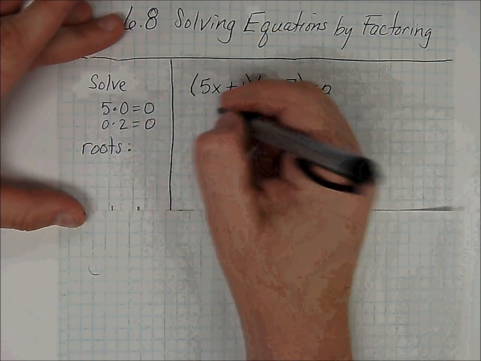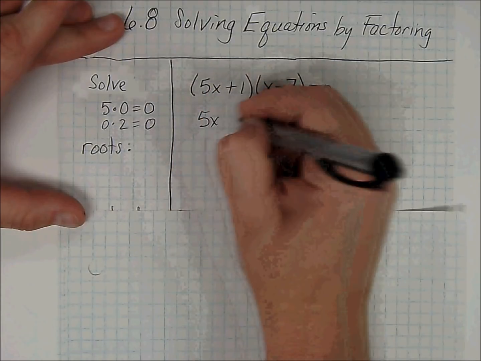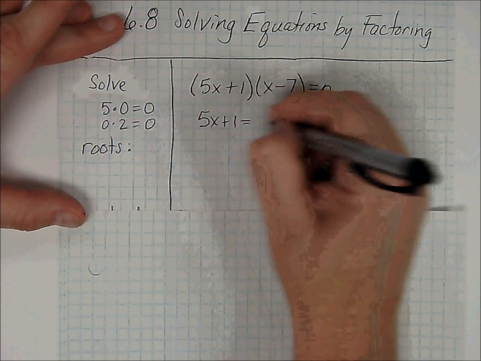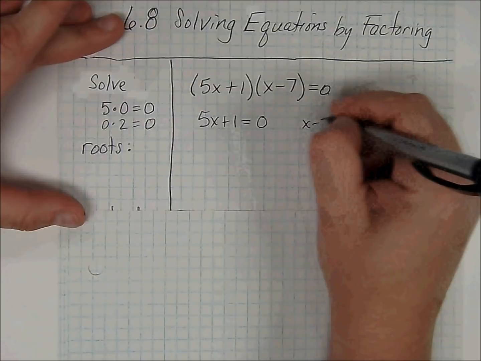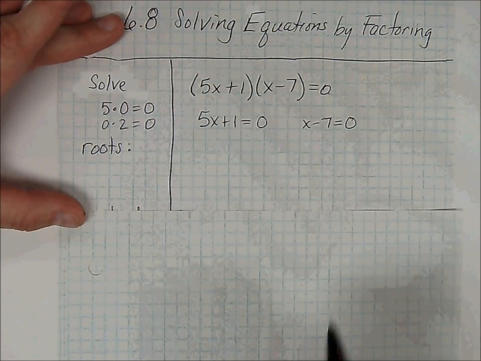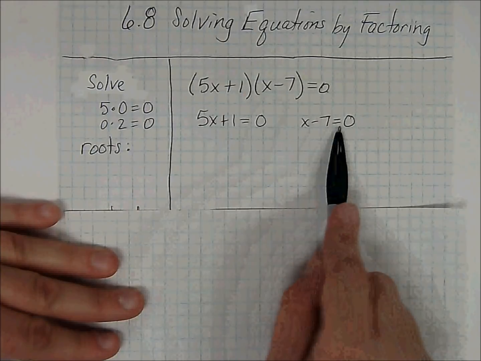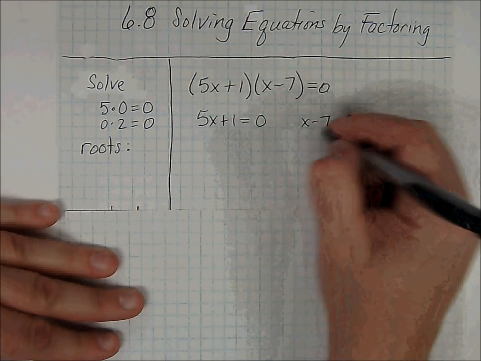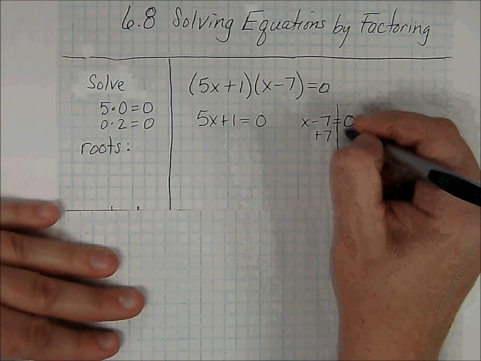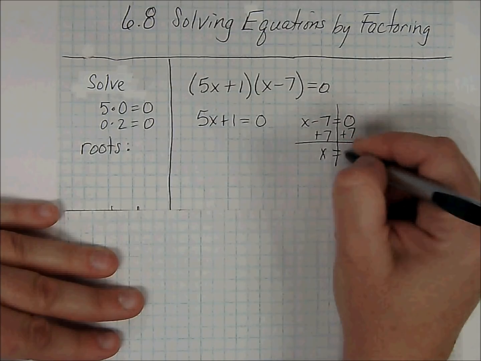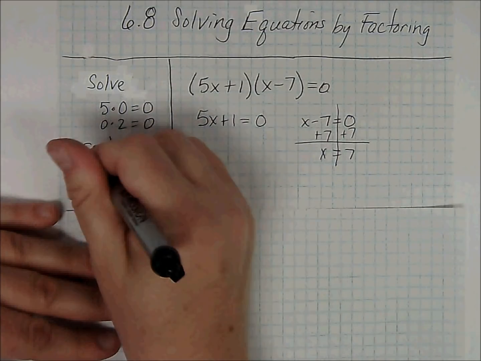Just like the last chapter where we broke it up, we're going to break it up again, and we call this the roots when we get the answer here. So this has to be 0 or this has to be 0. This one's easy. I add the 7, so x equals 7. So one of my roots is 7.